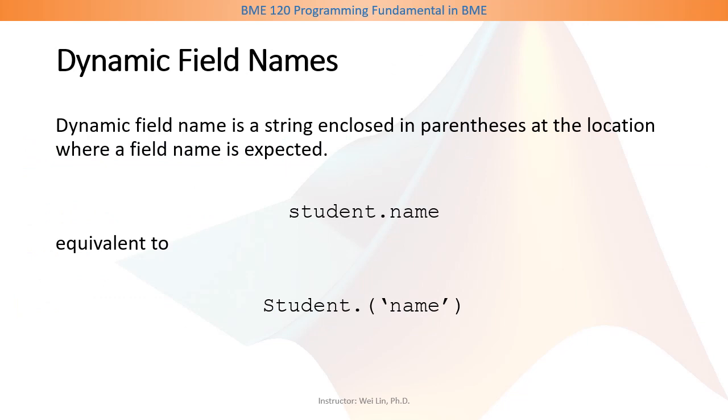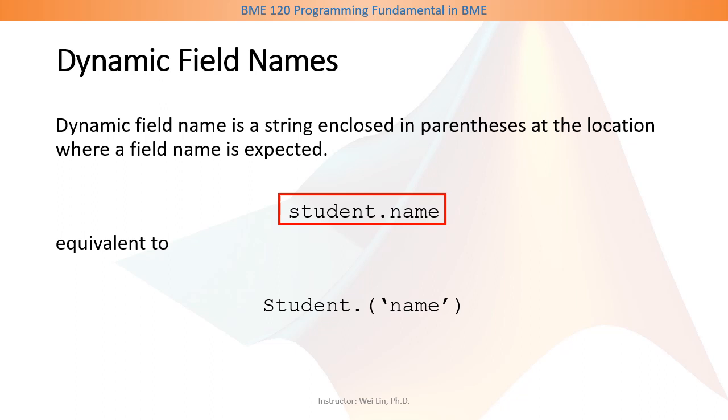A dynamic field name is a string enclosed in parentheses at the location where the field name is expected. There are actually two types of field names. One is called static and the other is called dynamic. This is the static representation of field names. It starts with the structure name, followed by a dot and then the field name. And in this kind of expression, everything is fixed. There's nothing you can change in this expression.